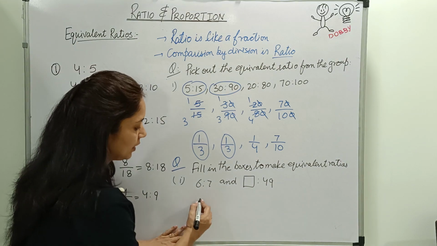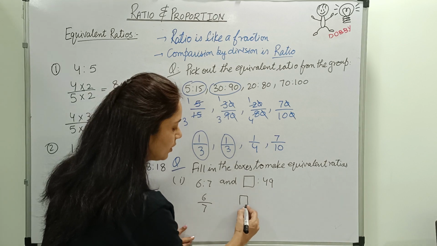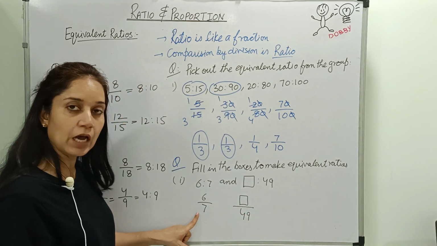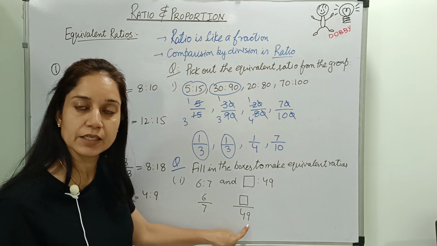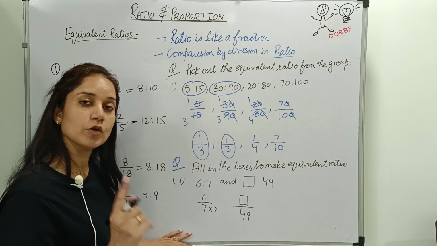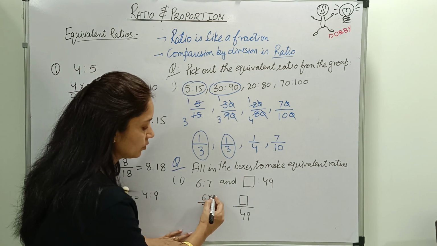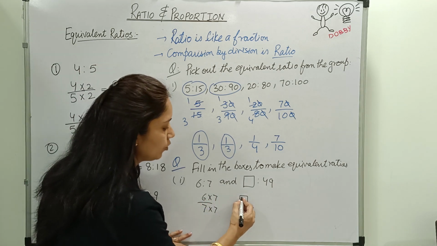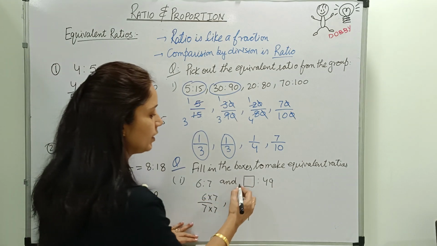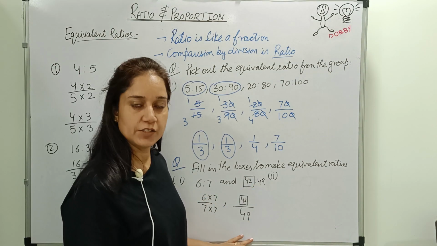So same way, let us write into the fraction form: 6 upon 7 and this blank upon 49. Now how can denominator 7 be turned into 49? 7 7s are 49. So equivalent ratio means numerator and denominator are to be multiplied by the same number. So 6 sevens are 42 will come here in the blank. So the blank answer is 42. Got it? Let us try the next part.